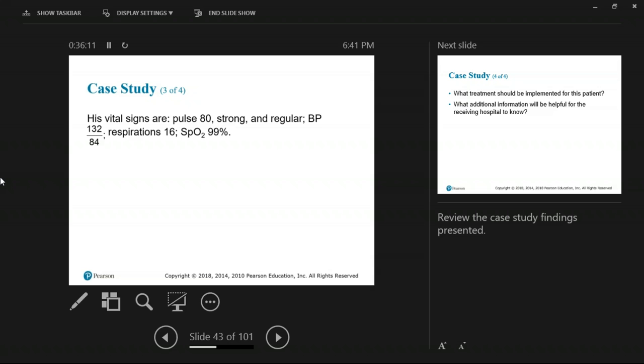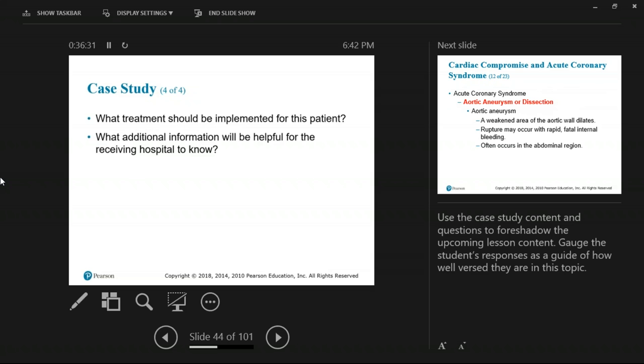Here are the guy's vital signs. Pulse doesn't look bad. Blood pressure looks pretty good. Respirations are good, and his SpO2 is 99. So immediately, you should look at that and go, is SpO2 99? Yeah, I'm going to withhold oxygen for now. So the treatment for the patient is to assist him with his medicines like nitro, because his blood pressure is good enough. But I wouldn't be messing around with oxygen at this point in time because he's up there at 99.